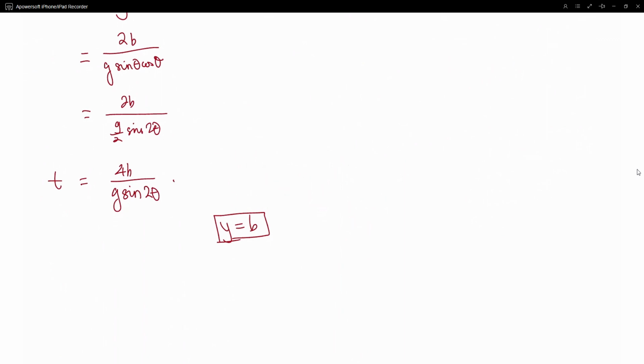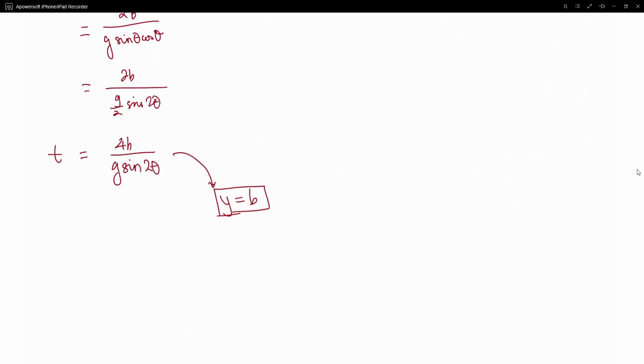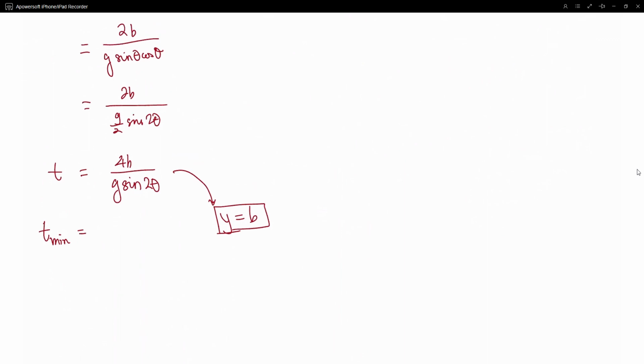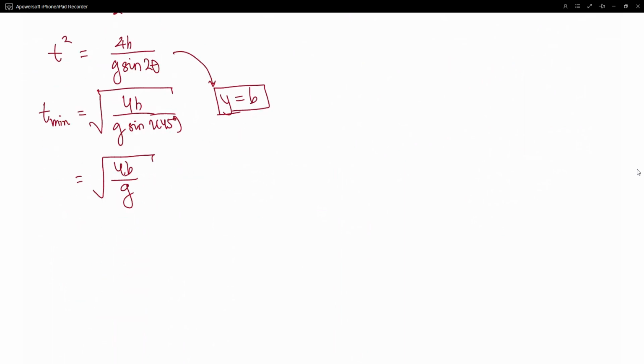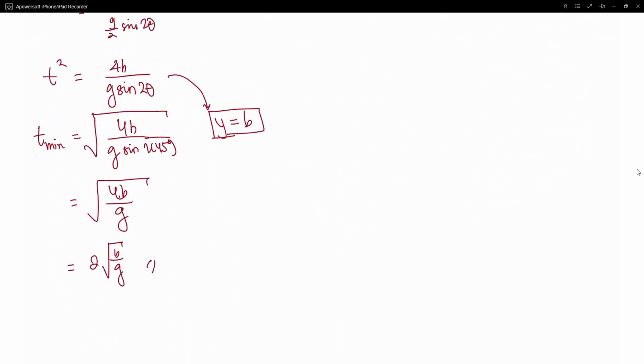We can deduce here that when y equals b, my t minimum, this is actually t squared, so I have to take the root, which is 4b over g sine 2 times 45, which is simply 4b over g, since sine 90 is 1, and this is 2 root b over g. So we've found an expression for the minimum time.